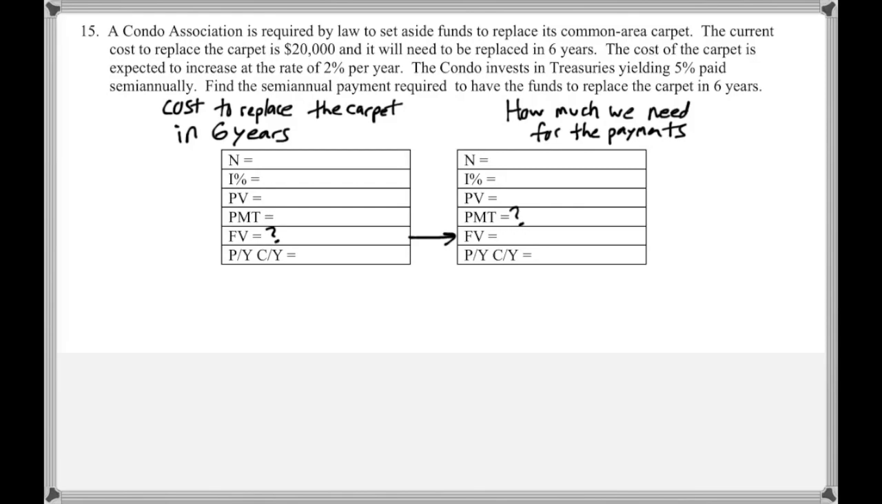So we know that the present value is $20,000, and the cost is expected to increase at a rate of 2% per year. So I is 2, and PYCY is going to be 1. So it's increasing at 2% per year. So inflation means it's compounding annually. And N is going to be 6 times 1, because this is 6 years. And there are no payments.